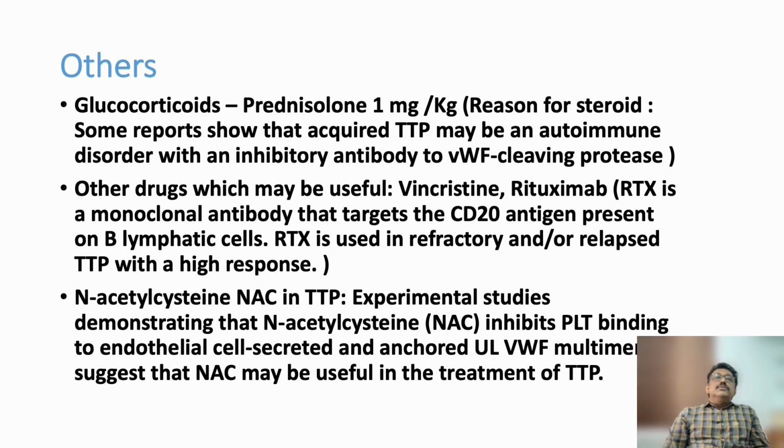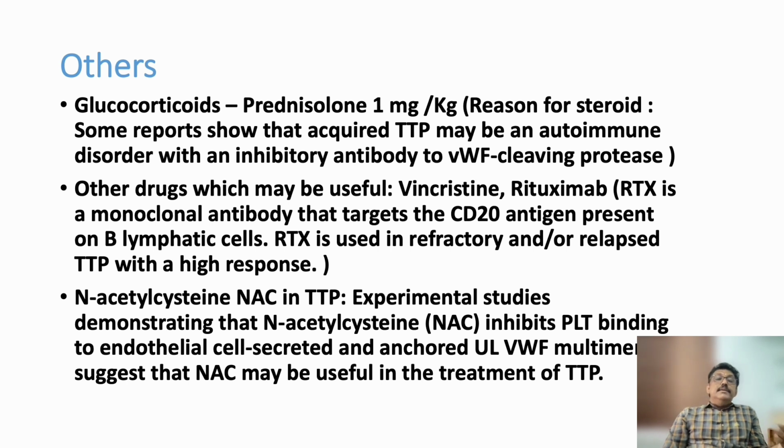That means suppose a 70 kg patient is admitted with TTP. If she is very sick, you give 1 gram methylprednisolone for 3 days. After that, 1 milligram per kg body weight prednisolone. That means 70 milligram prednisolone should be started for that patient. That prevents the antibody formation, and von Willebrand factor cleaving protease can be produced by inhibiting the antibodies against this von Willebrand factor.